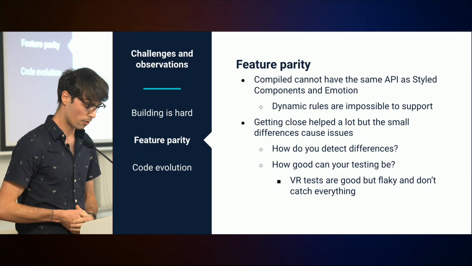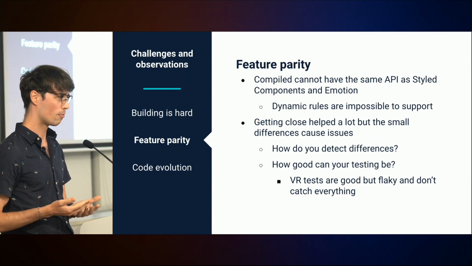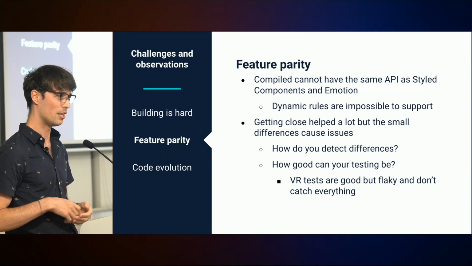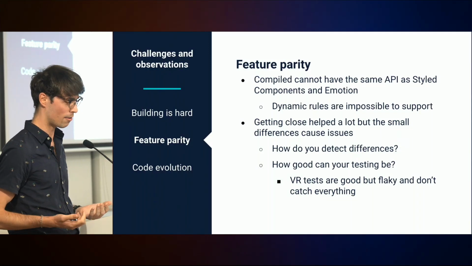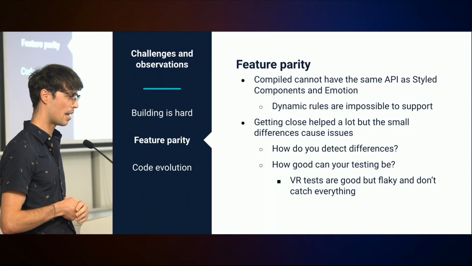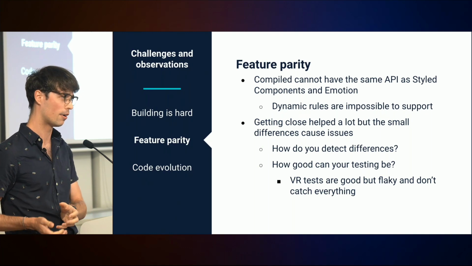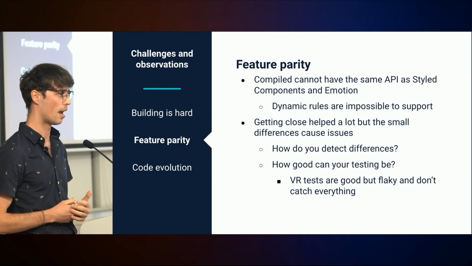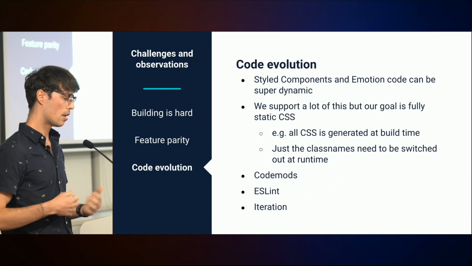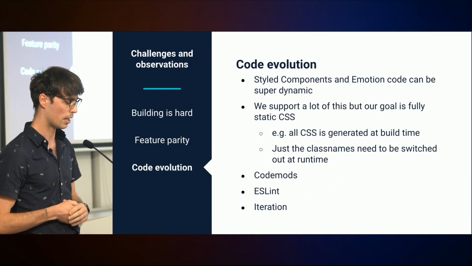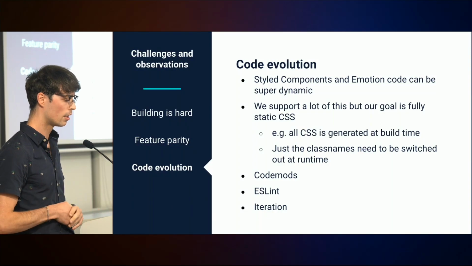Getting close has helped a lot, but we need to get over the line by taking other approaches as well. So how do you detect differences when CSS is slightly different? Can you just look at VR tests? Probably, but sometimes you can't, because what about interactions? What about different cases where browsers behave differently? Stuff like that. It's just an unbounded problem space, right? It's different code.